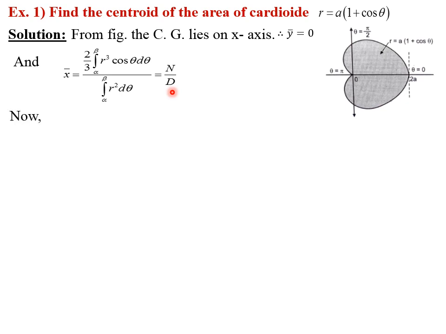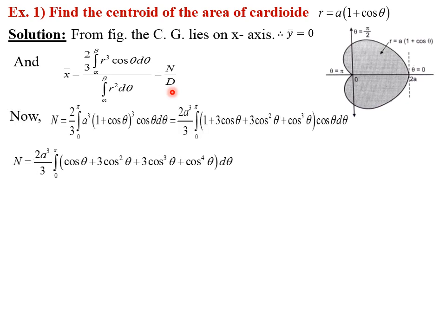So let us evaluate them one by one, where n is equal to 2 upon 3 integration from 0 to pi, as we are considering only the region in the upper half of this xy plane. Limits of theta will vary from 0 to pi. a cube into bracket 1 plus cos theta whole bracket cube, the value of this r cube from the given formula, into cos theta d theta.